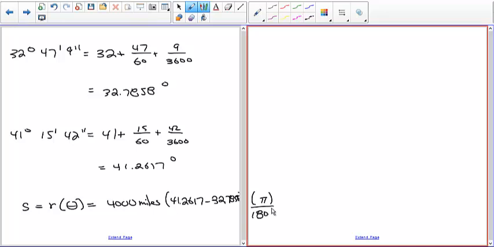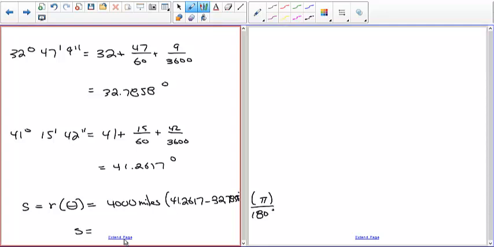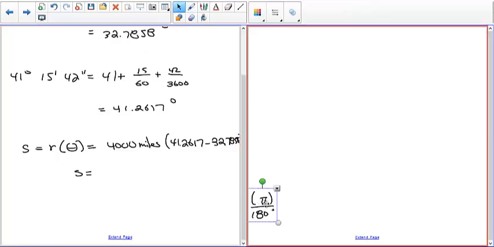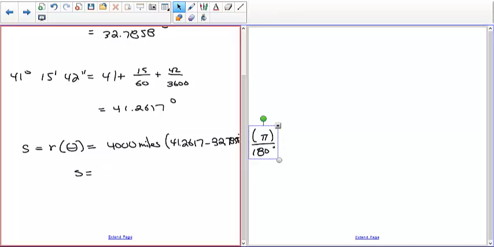The reason I knew I did something wrong, my number was just way too big. I'm like, what did I do wrong? Okay, so I got to take my answer, multiply by pi, divide by 180, 591 miles, 592 miles if you round up.